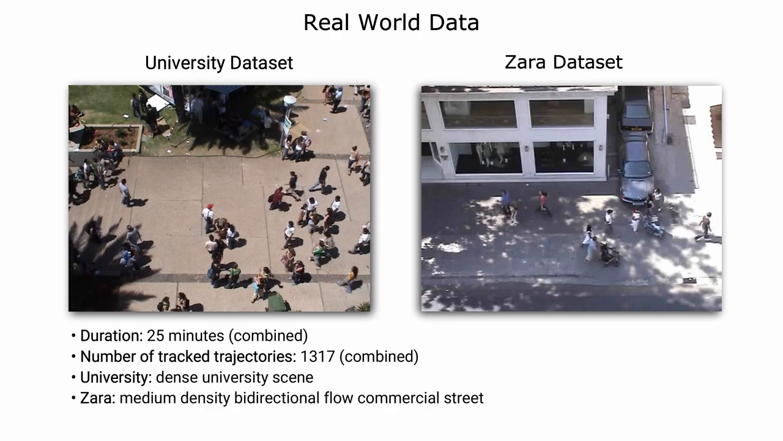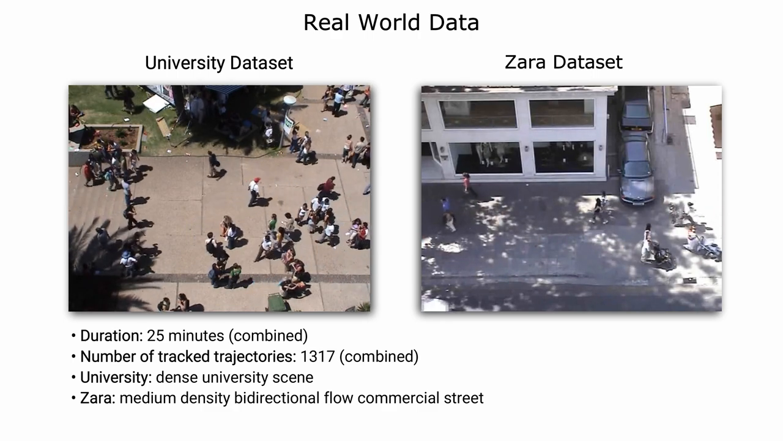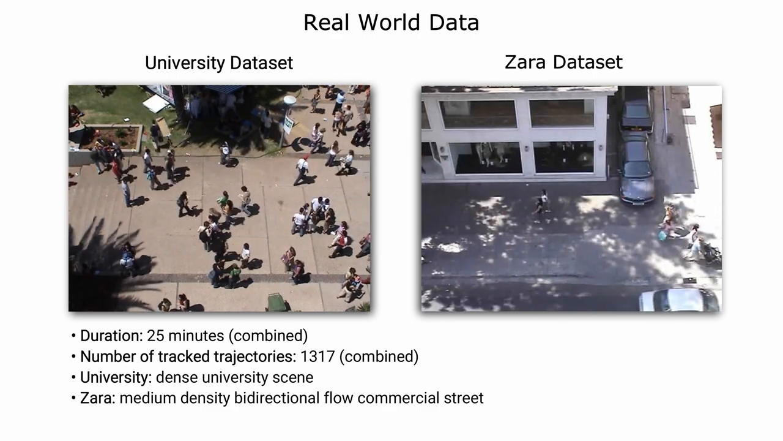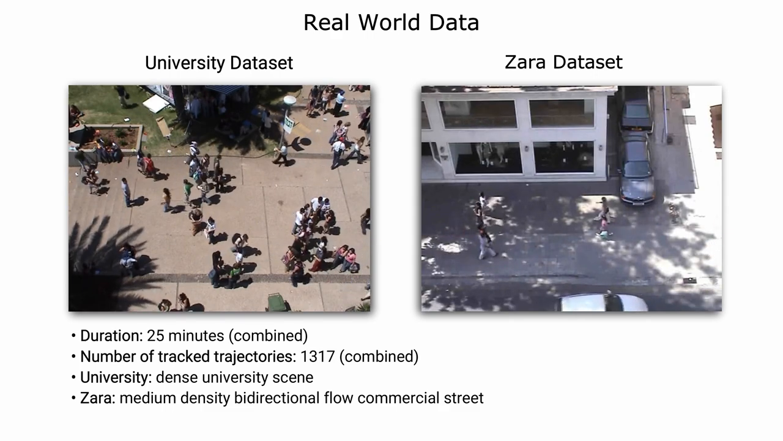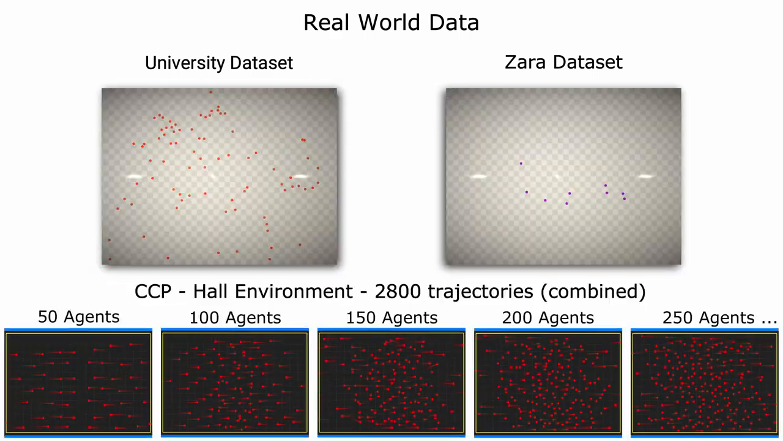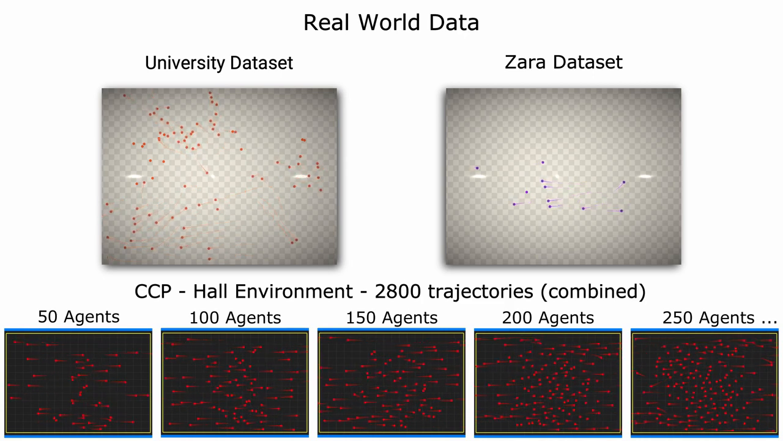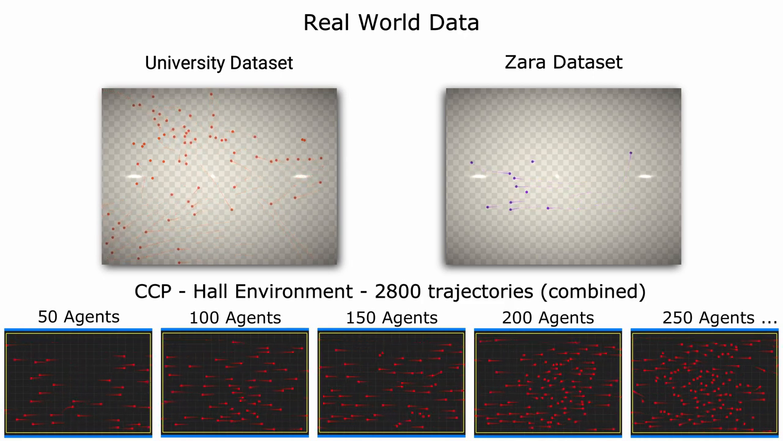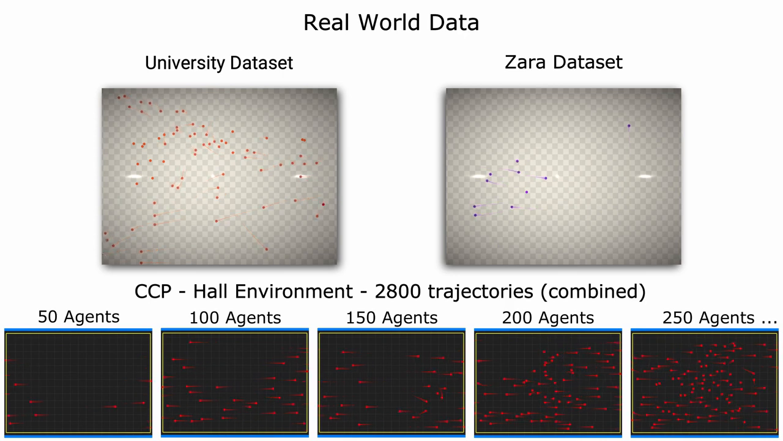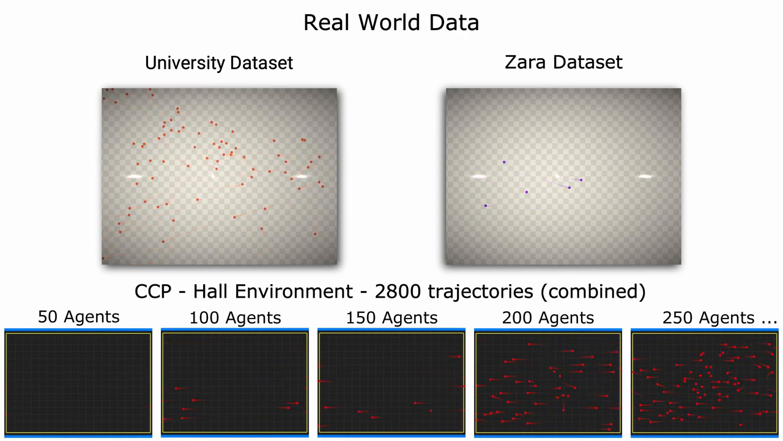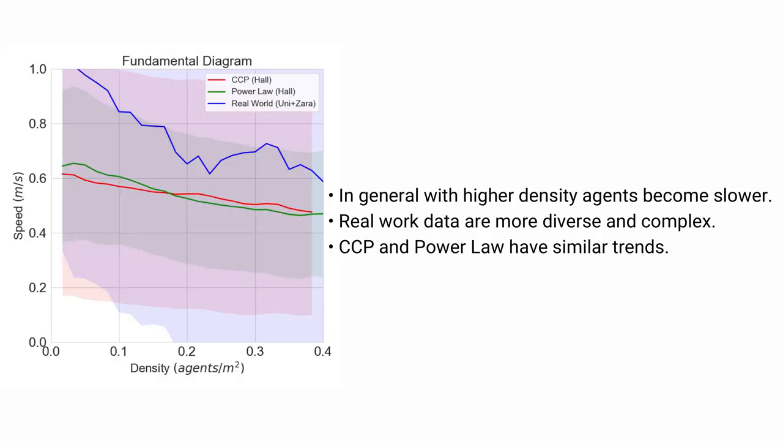We also compare our approach against real-world data with two different datasets. The real-world datasets consist of a dense scenario with multiple interacting students in a university campus, and the other one shows a sparse bidirectional flow of pedestrians. In general, the higher the density, the slower the agent speed. Real-world data is more complex, while power law and CCP have similar trends.